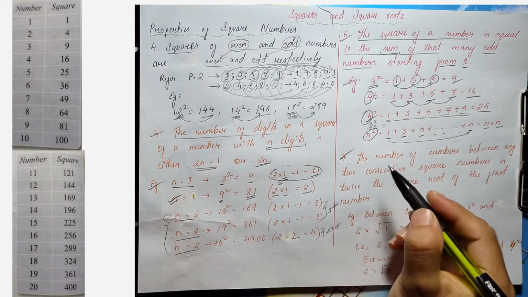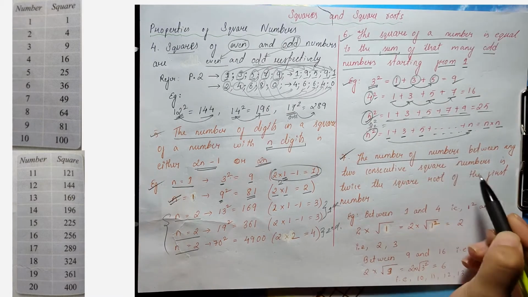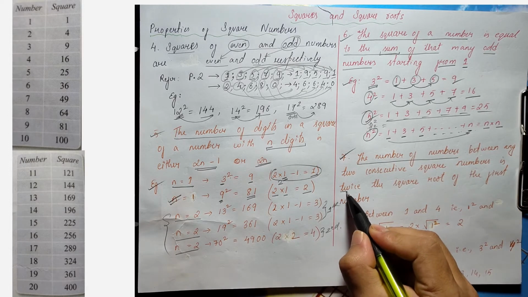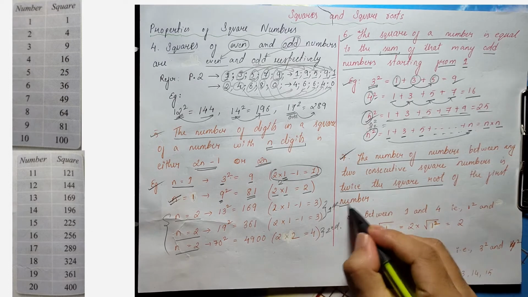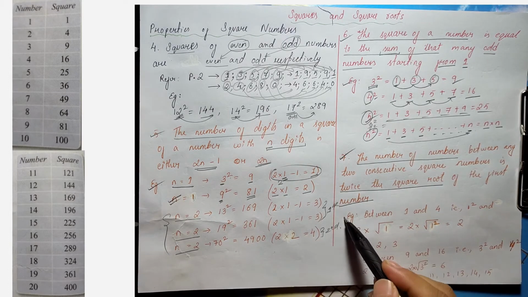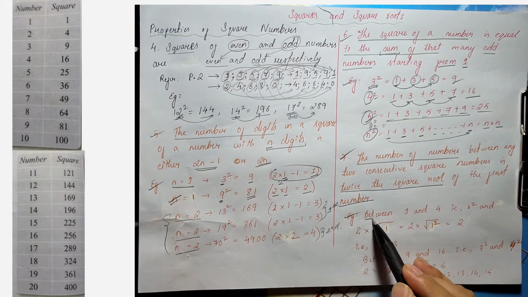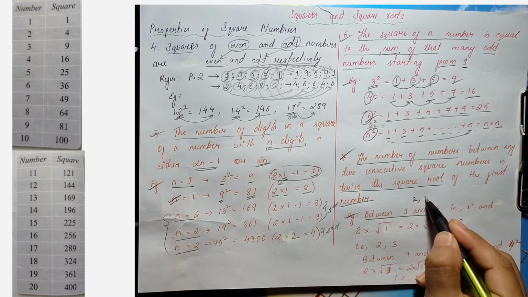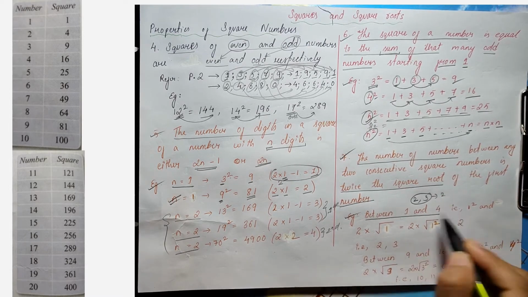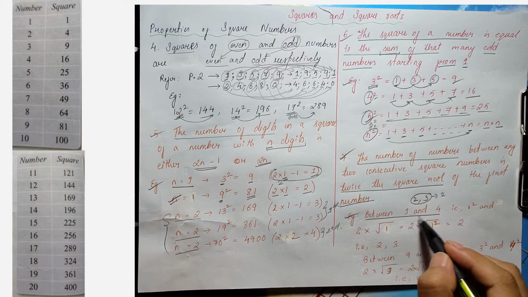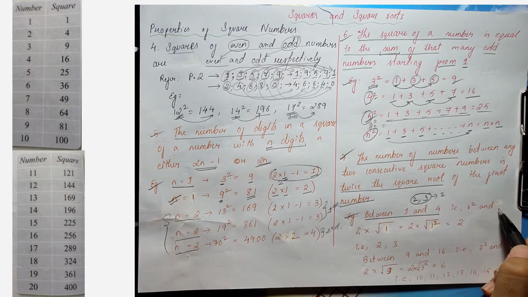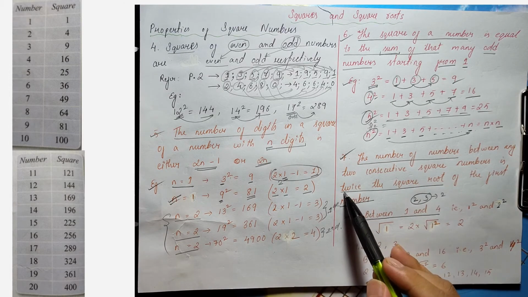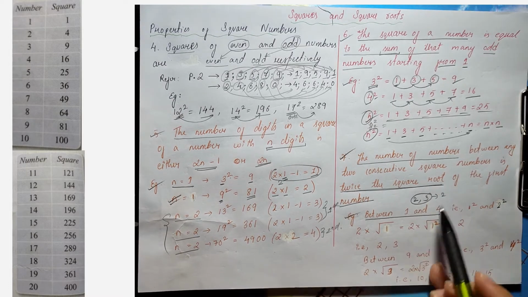Let us now discuss the seventh property. The number of numbers between any two consecutive square numbers is twice the square root of the first number. Let us understand this property with the help of an example. Let's say between 1 and 4. Now we know between 1 and 4 there are how many numbers? 2, 3. So there are two numbers between 1 and 4, which is basically between 1 square and 2 square. So it is equal to twice the square root of the first number.